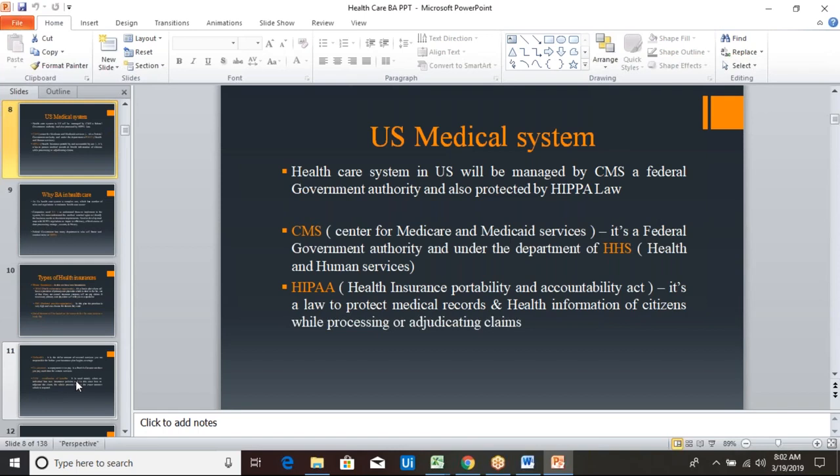Okay. So next is HIPAA, as I mentioned earlier. HIPAA stands for Health Insurance Portability and Accountability Act, which is a law that protects the medical records and the health information of the people. Whenever we are adjudicating or processing the claims, this information should not go outside. So this must be taken care of by someone. This is the HIPAA law, which has been introduced, as I've shown you in the amendments and the resolutions of the amendments.